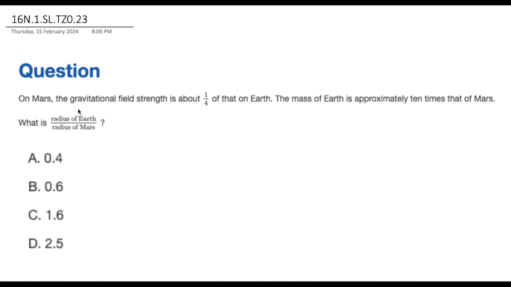So, the question: on Mars, the gravitational field strength is about 1/4 that on Earth. The mass of Earth is approximately 10 times that of Mars. What is the ratio of the radius of Earth to the radius of Mars?